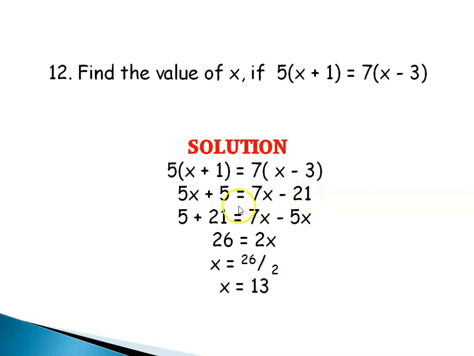So the next thing is, let me collect the like terms. Bring all the x to the right hand side while I bring my numbers to the left hand side. This is minus 21. When it comes here, it becomes plus 21. So 5 plus 21. And then my 5x comes this way and becomes minus 5x. 7x minus 5x. 5 plus 21 is 26. 7x minus 5x is 2x. And then you divide both sides by 2.